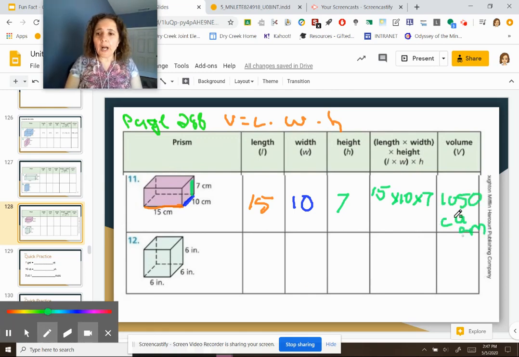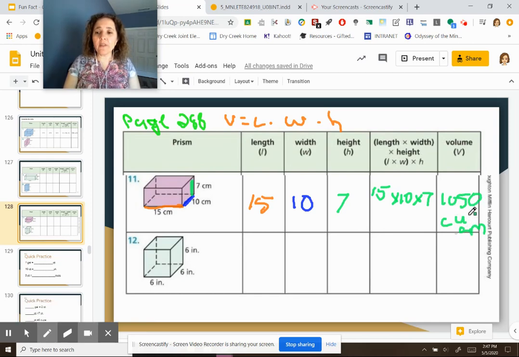All right, if you got 1,050 cubic centimeters, so 1,050 centimeter cubes would make this figure up, you would be correct, okay? So I would have multiplied 15 times 10 because I think that's just easier because it's got the power of 10. I'm going to take the two biggest numbers. So 15 times 10 I know is going to give me 150 because it's 15 with a 0 at the end, 150. And then I'm going to multiply that by 7.